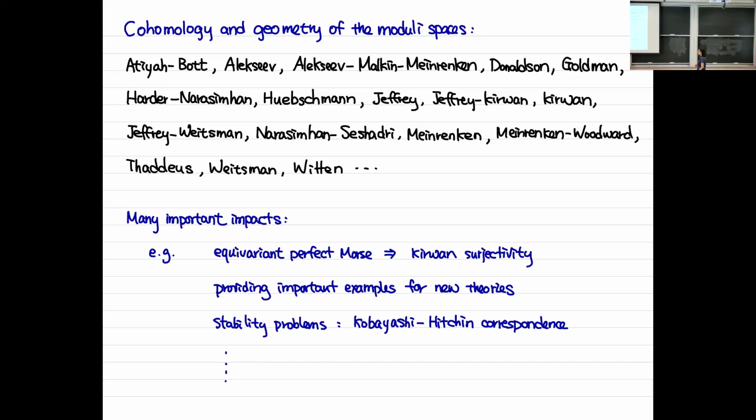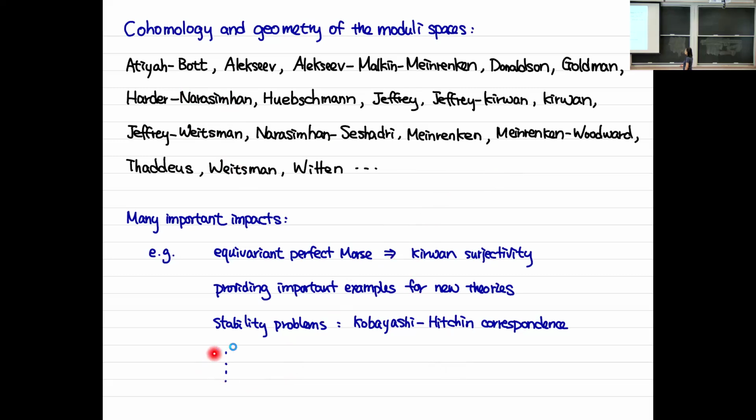And so this moduli space problem has many important impacts. For instance, in Atiyah-Bott's paper they use Morse theory, with an equivariant perfect Morse stratification, which influenced Kirwan surjectivity, which basically says that the total space has a surjective map onto the lowest stratum. And also, the moduli space provides many important examples for new theories. For instance, in Aka's talk on Monday, he mentioned that you can look at the moduli spaces as examples for the new theories.